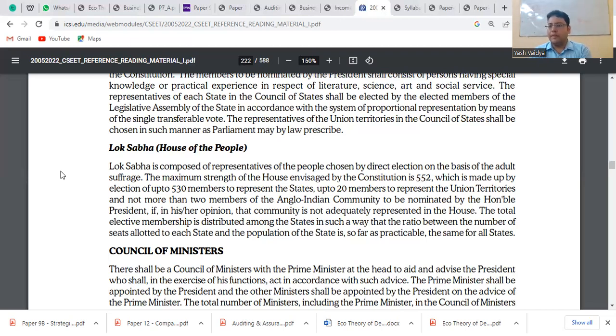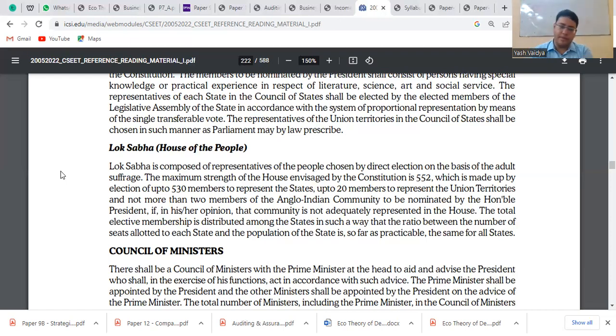Okay, so Uttar Pradesh, Maharashtra, and West Bengal are highly densely populated states. So they have more seats in Parliament. The highest number of seats is Uttar Pradesh. The second highest is Maharashtra. Bengal also has enough seats in Parliament. So these are all the seats.